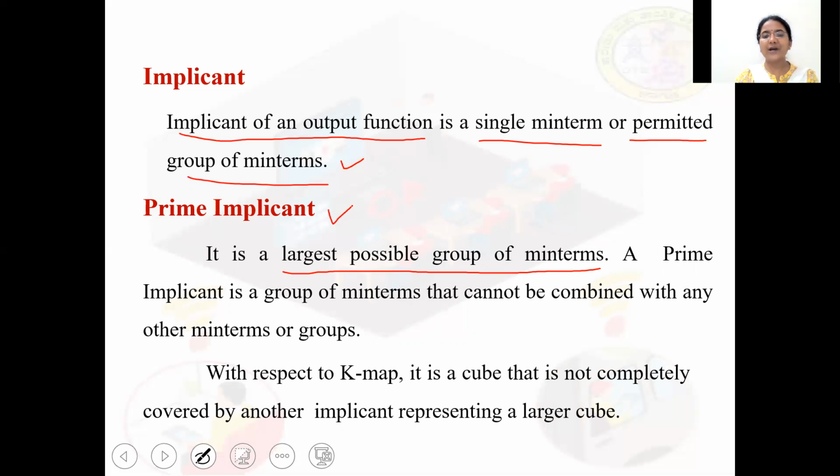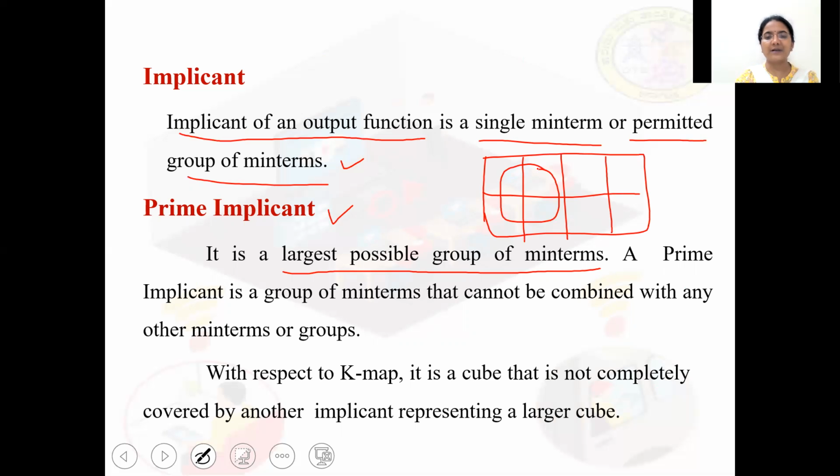And one thing we have to remember is, whenever we are making a larger group, let us consider grouping 4 ones, from this largest group possible, we should not make smaller groups again inside that larger group. This is wrong. Then these two will not be prime implicants. The smaller groups will not be prime implicants.